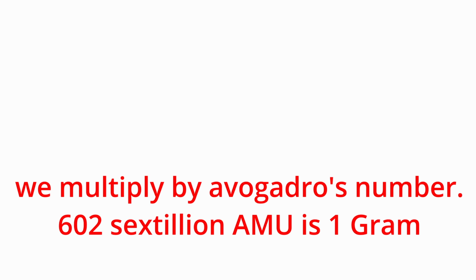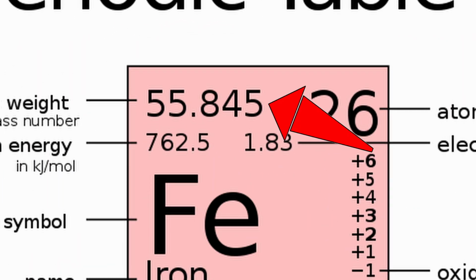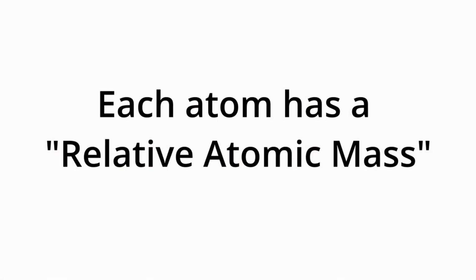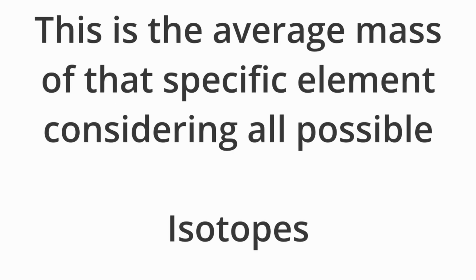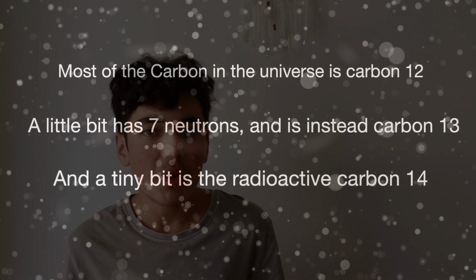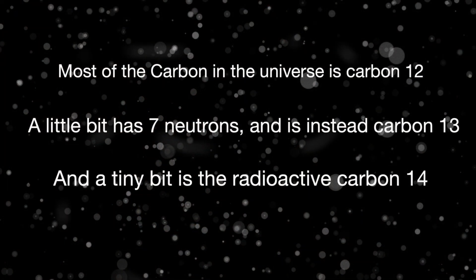constant. You may look at a periodic table and see that its mass number is not a whole number, but how can that be if we're only measuring protons and neutrons? Well, each atom has a relative atomic mass, which is the average mass of every isotope that that atom has in the universe. For example, almost all of the carbon in the universe is carbon-12, 6 protons and 6 neutrons.